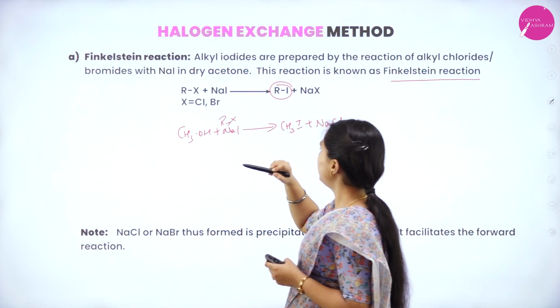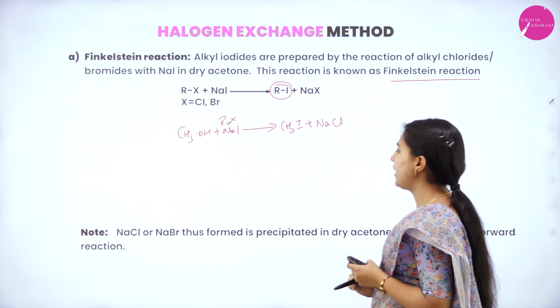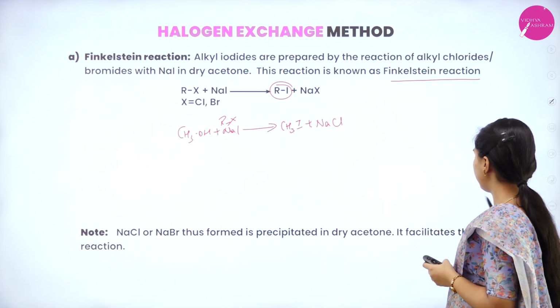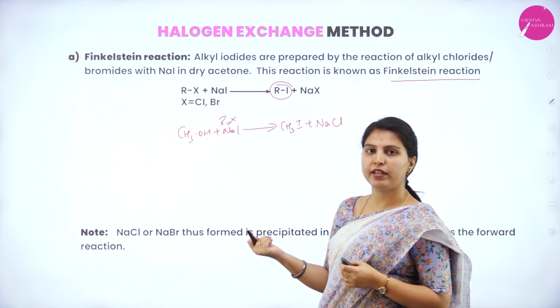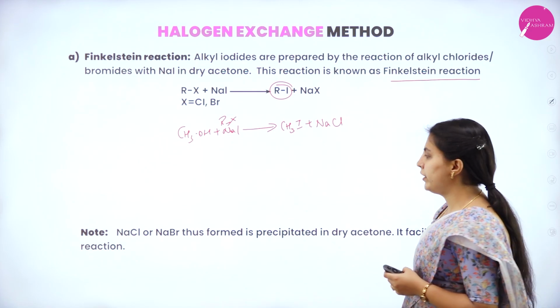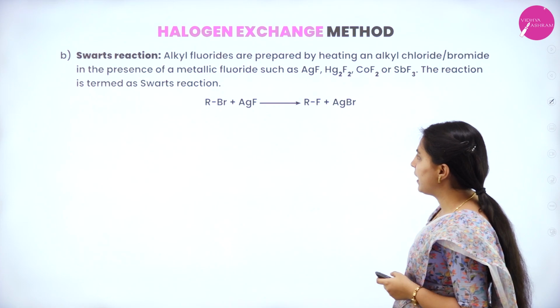RX means alkyl bromide or chloride should be used. NaCl or NaBr thus formed is precipitated in dry acetone. It facilitates the forward reaction. Whatever NaCl or NaBr is formed here, it will be precipitated in dry acetone, and the reaction can go in the forward direction.